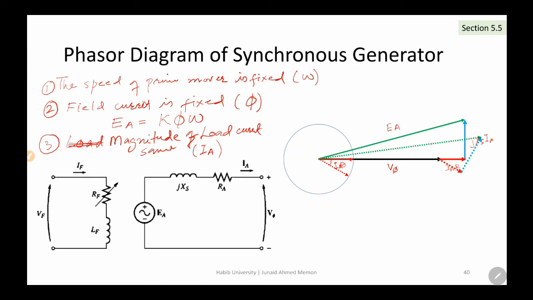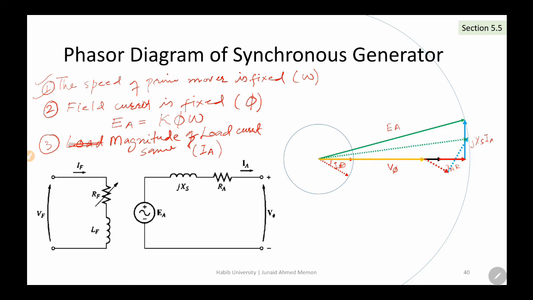Now we need to impose the other conditions. We have imposed one condition here, which is that IA is fixed. Now we need to impose the second, which is that EA cannot vary. It means that EA's magnitude cannot vary, so EA should lie on this circle. It should not cross this circle. That is the magnitude of the EA. So it means that our vector needs to shift leftwards.